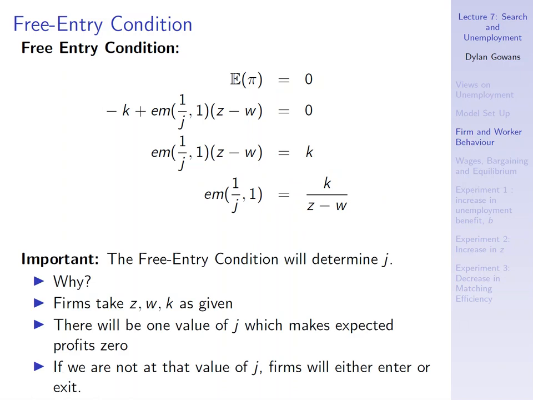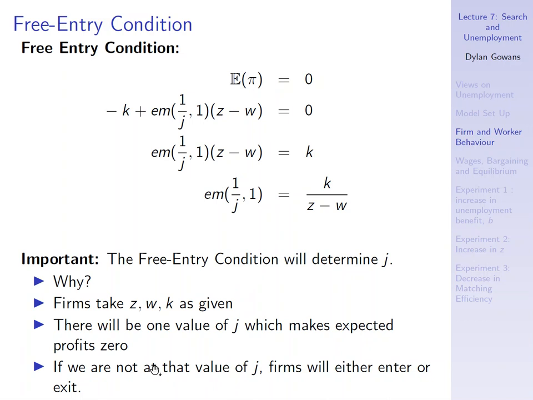And what's important about this is what's going to determine J in the model. This is what's going to determine the labor market tightness, the vacancy rate, J. Why? Because firms are always going to take this Z, W, and K as given, and given those, there's one value of J that's going to make this left-hand side equal to the right-hand side. Any other value of J will lead firms to either enter or exit.